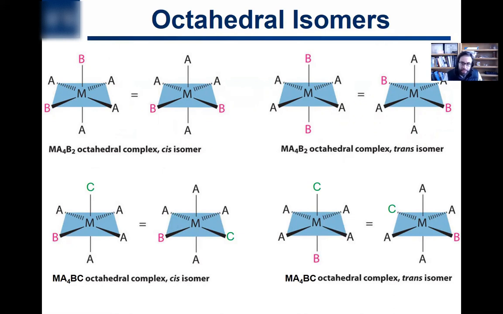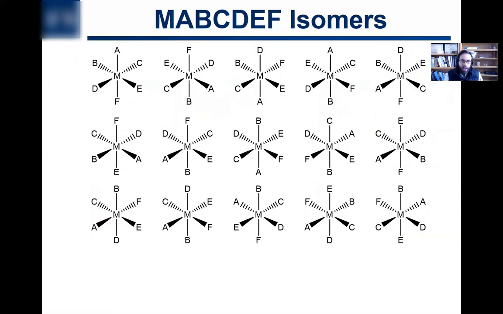If B and C happen to be the same, then you collapse to this top case, where you're back to the MA4B2 isomers. So there's a lot of different permutations we didn't go over, where you can get increasing levels of complexity. But let's just jump, for the sake of time here, to the most complicated case, and kind of the most interesting, I suppose, which is when you have 6 unique ligands.